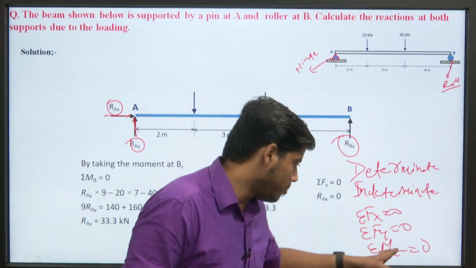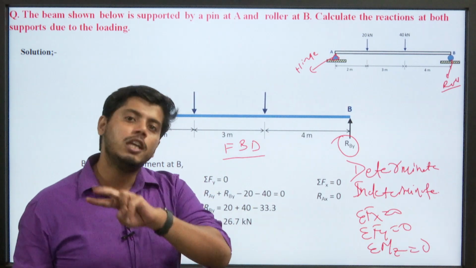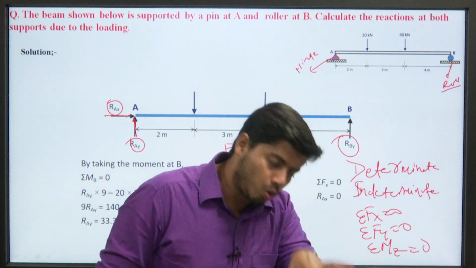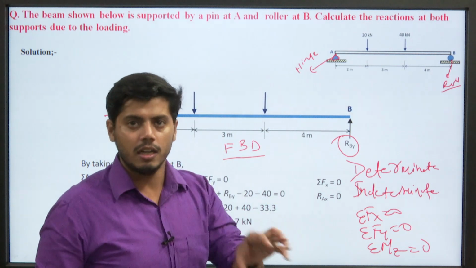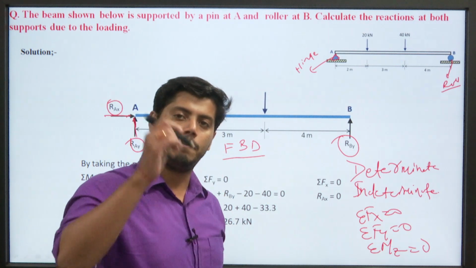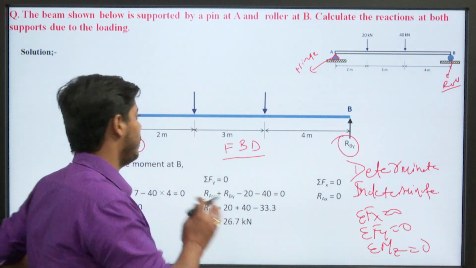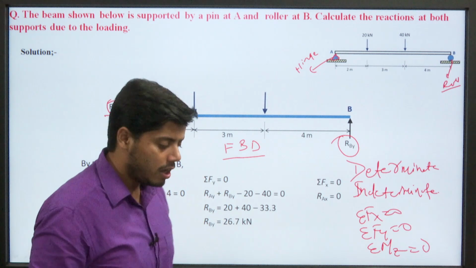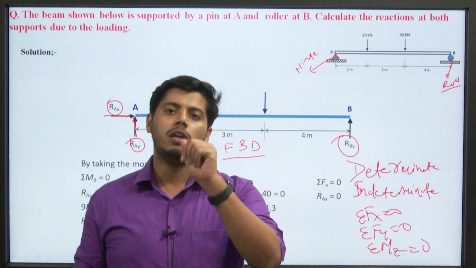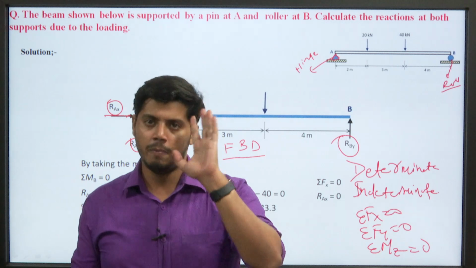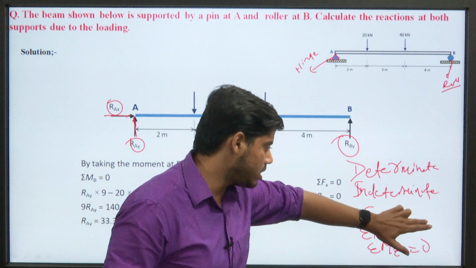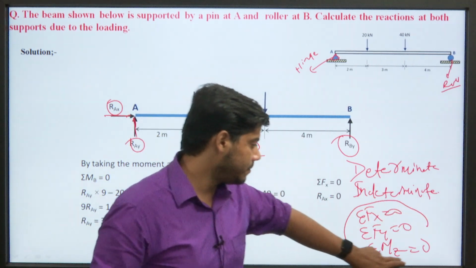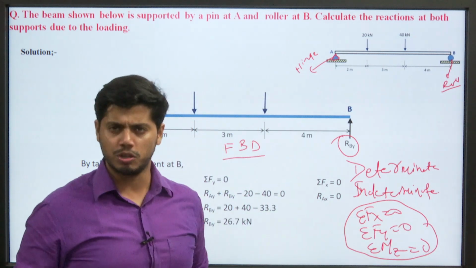Summation of moment equal to 0 means that to maintain the equilibrium of a body, the net moment acting on the body along the axis perpendicular to the surface plane, the z axis coming out of the plane, is equal to 0. So, these are basically the three types of equilibrium equations for a 2D body.